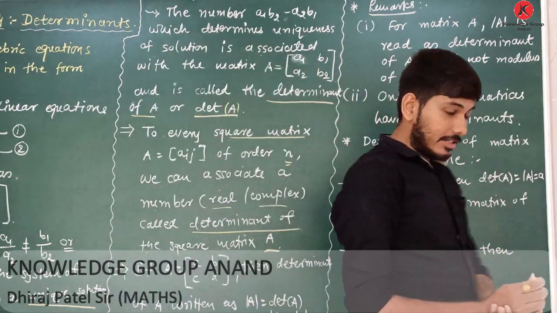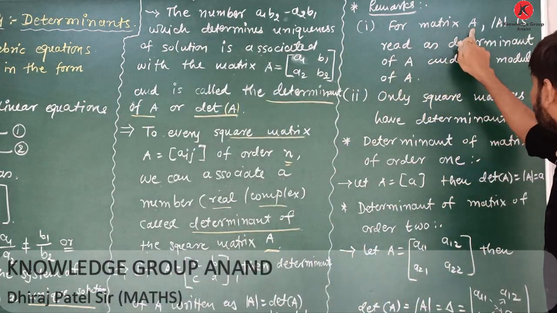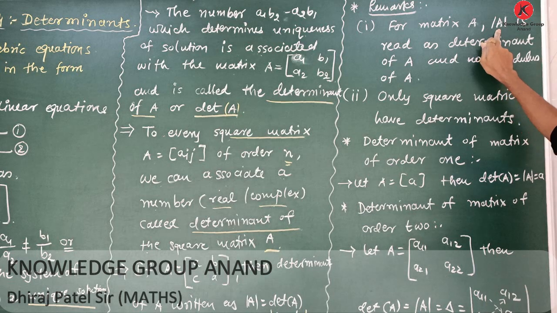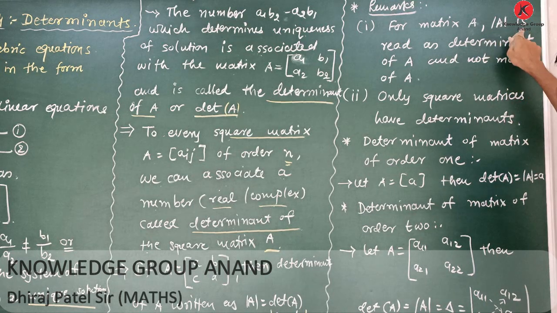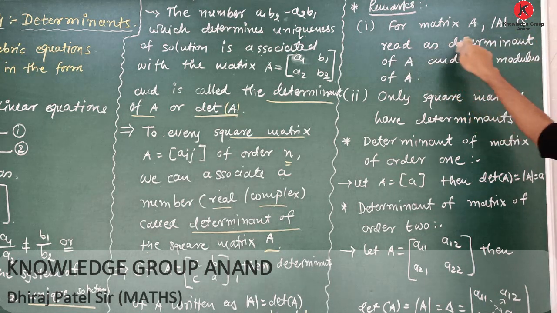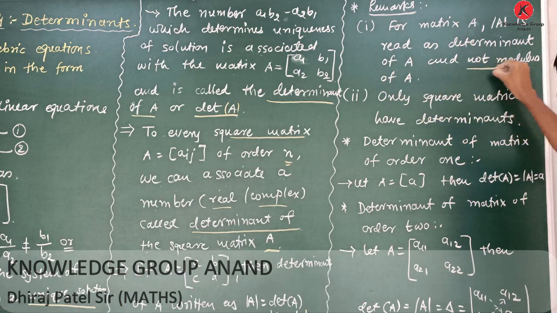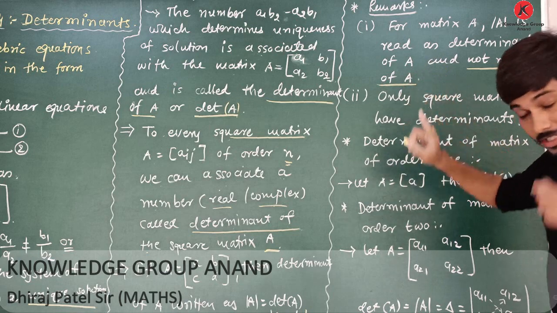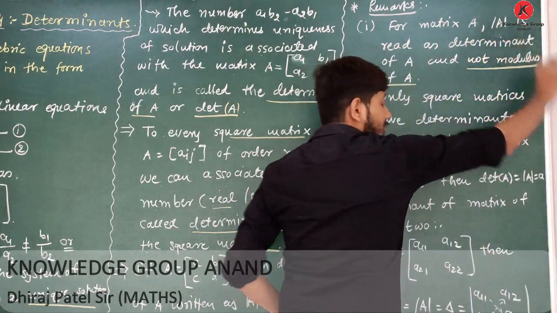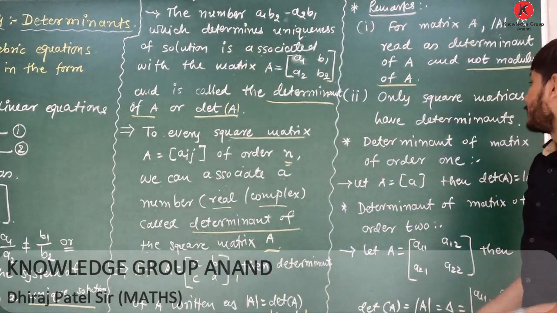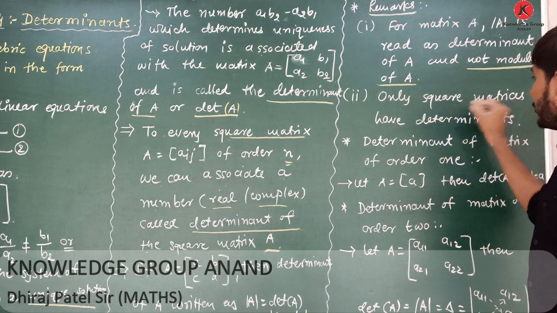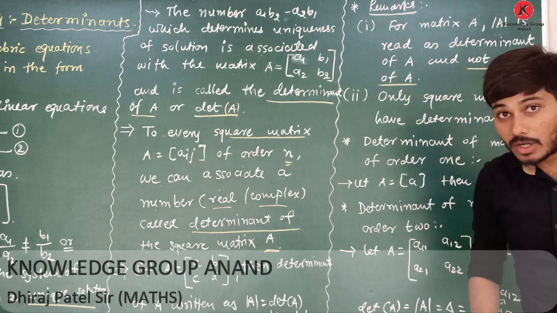Now remarks for the matrix A. Determinant of A is read as determinant of A and not modulus of A. Is it clear? This is not modulus of A. This is determinant of A. Clear? Next one. Only square matrices have determinants.